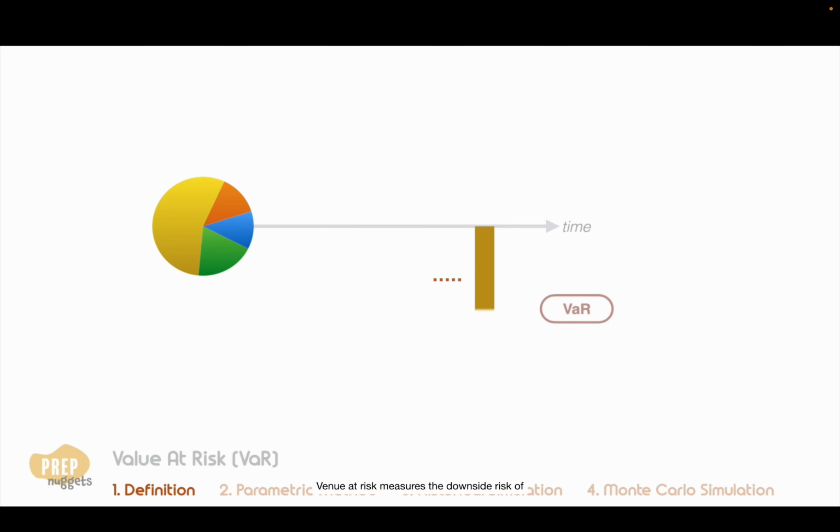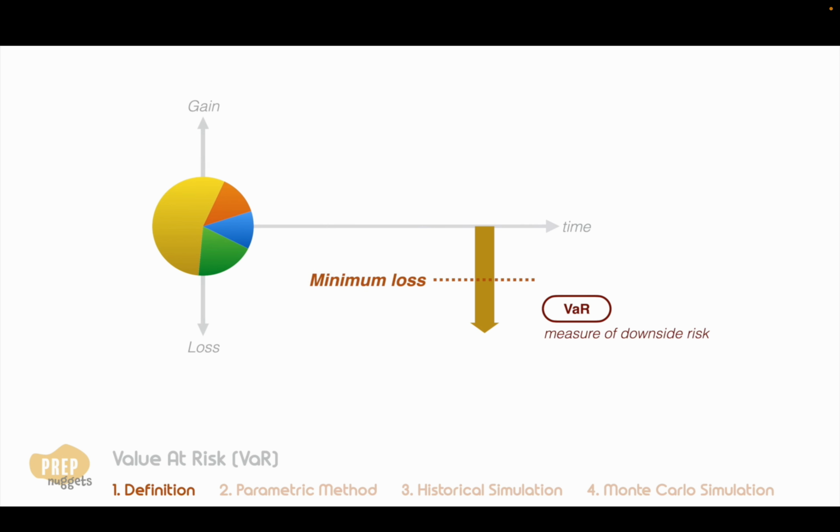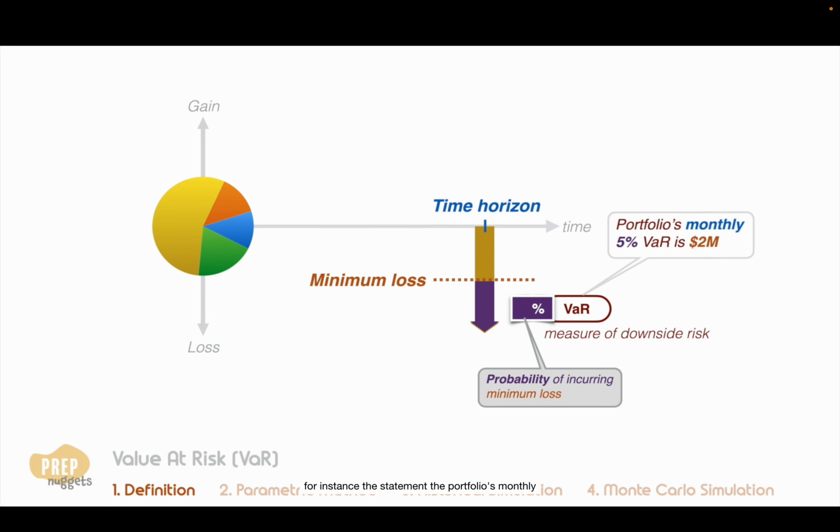Value at risk measures the downside risk of a portfolio. There are three components to describe value at risk: the minimum loss, the probability of incurring the minimum loss, and the time horizon. For instance, the statement, "The portfolio's monthly 5% VaR is $2 million," means that there is a 5% probability that the portfolio will sustain a minimum of $2 million loss in any given month.